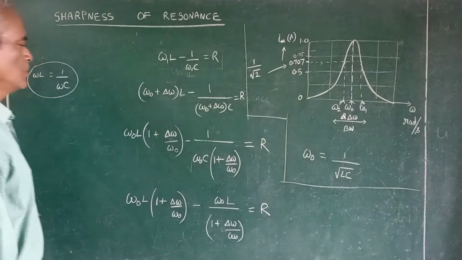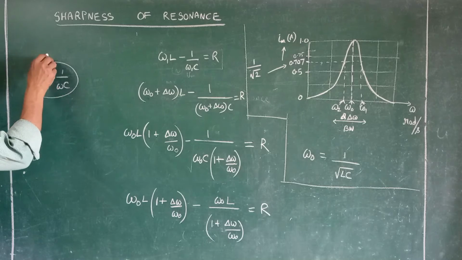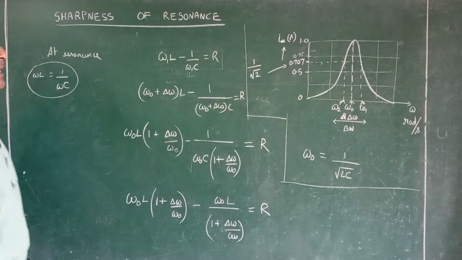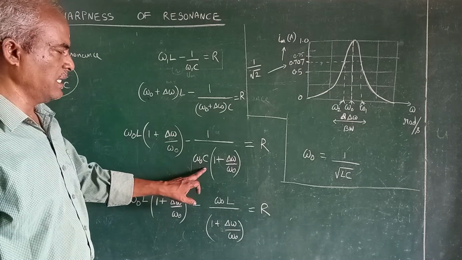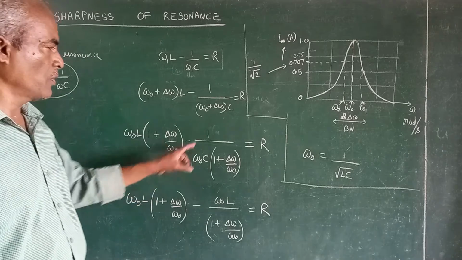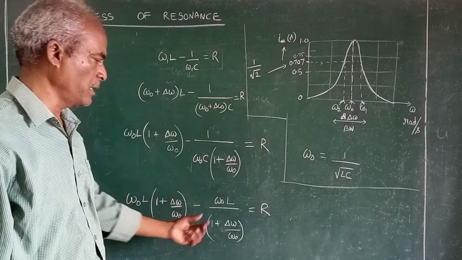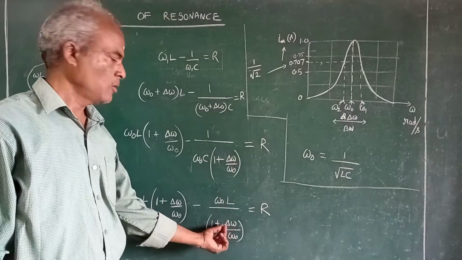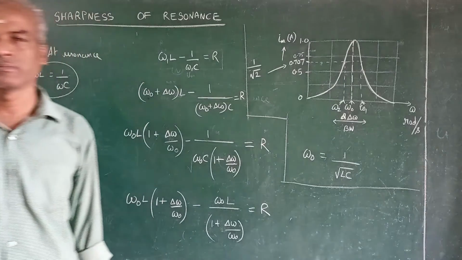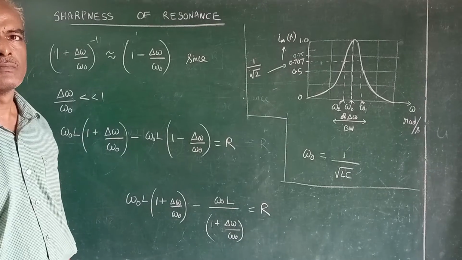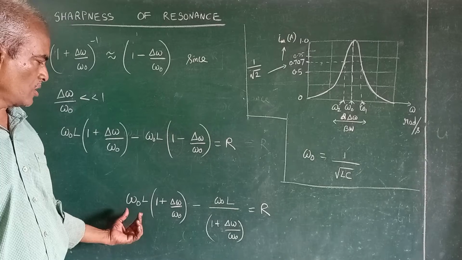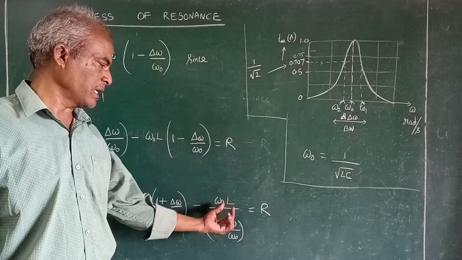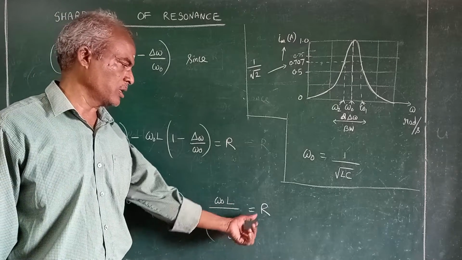Now we know that ω L equal to 1 by ω C at resonance. Therefore we can write 1 by ω C as ω L. Therefore 1 by ω naught C is replaced by ω naught L, divided by the same term 1 plus del ω by ω naught, which is equal to R. So just now we got ω naught L into 1 plus del ω by ω naught minus ω naught L divided by 1 plus del ω by ω naught equal to R.